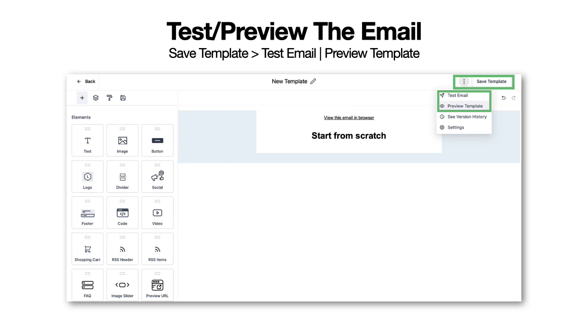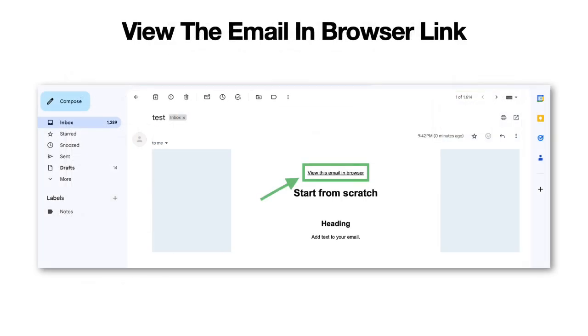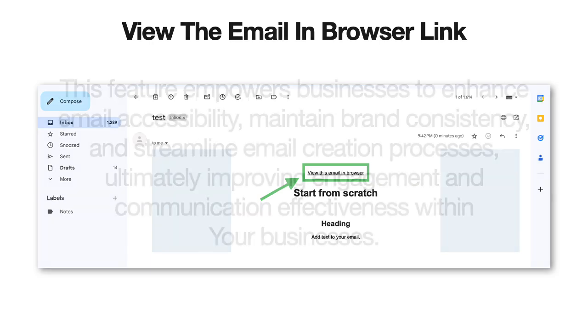The next thing you might want to be doing is to test or to preview this email. So after you've saved that template, go ahead into the test email or the preview template button, and that is located after you click save. Now what's great is you can easily view that email in your browser link and see exactly how this works.